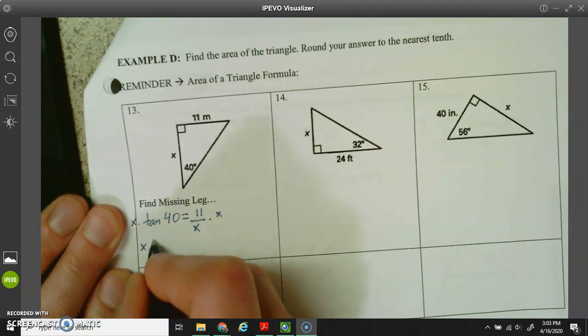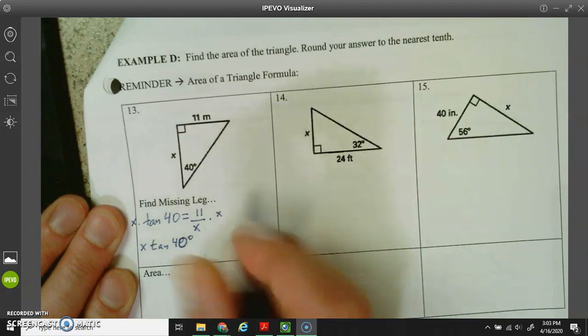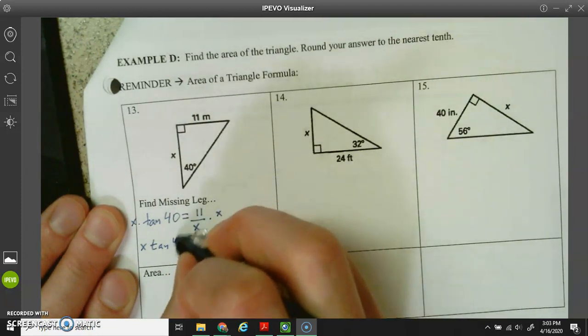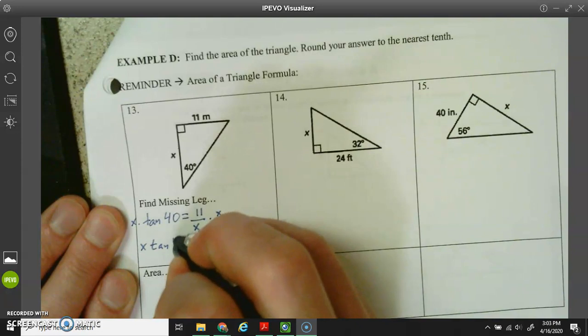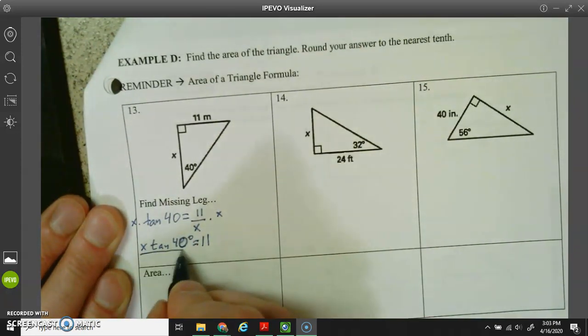So you have x times tangent of 40 degrees, sorry about that, is equal to 11. Divide by tangent of 40 degrees on both sides.